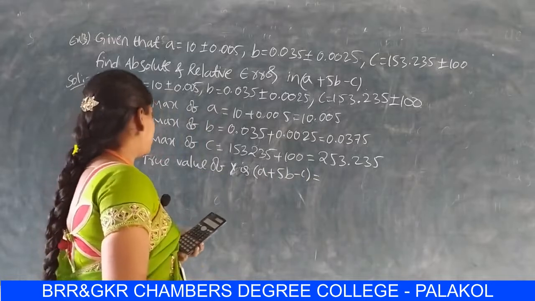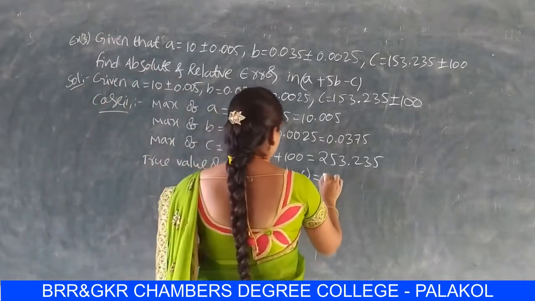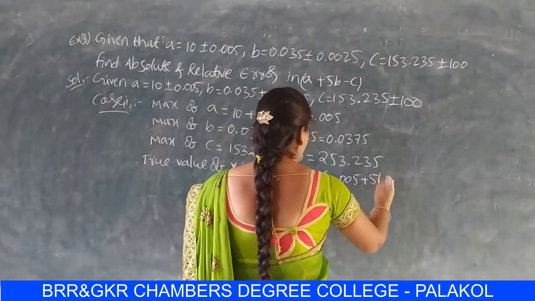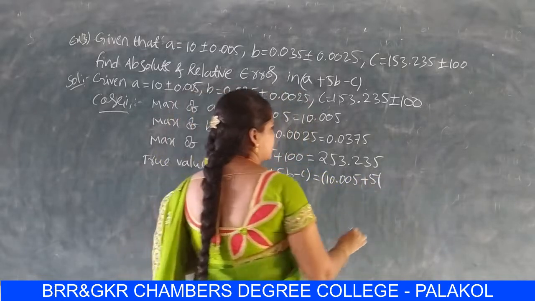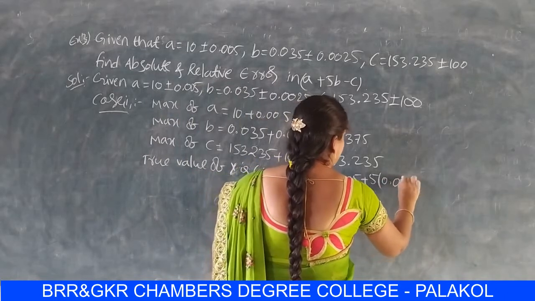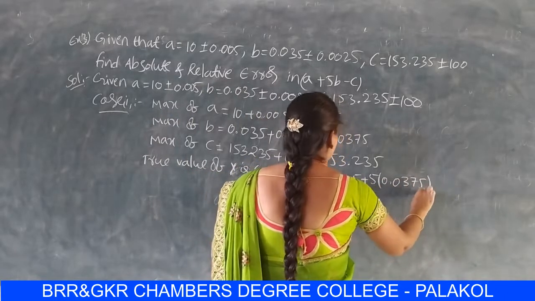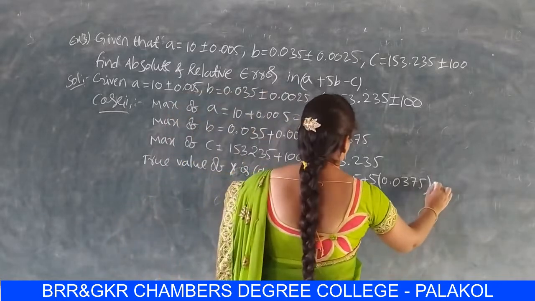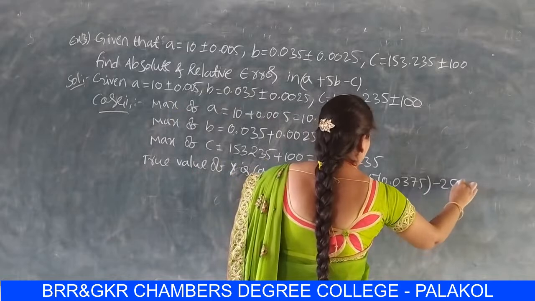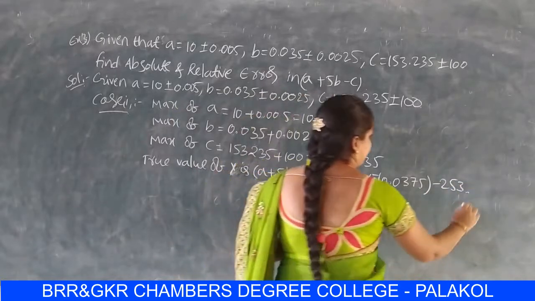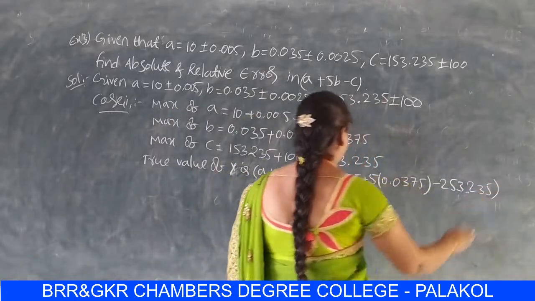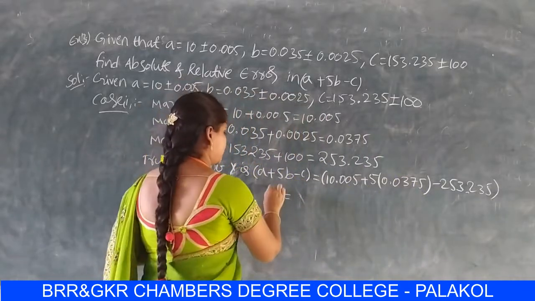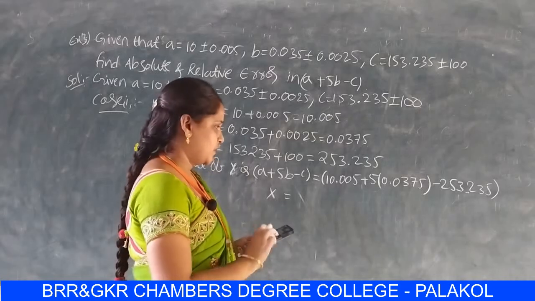So A value is 10.005 plus 5 into B value, which is 0.0375, minus C value, which is 253.235. So we simplify to get the true value, in general capital X.